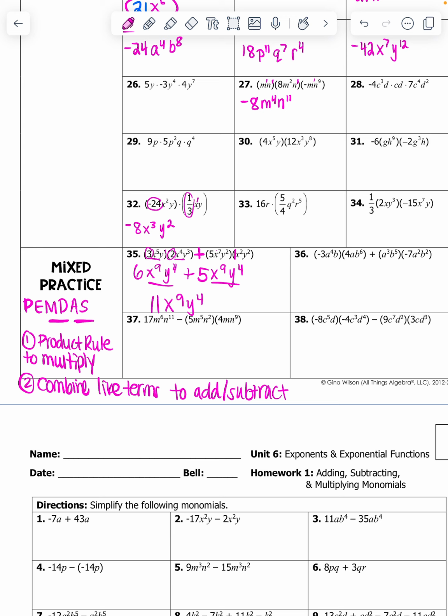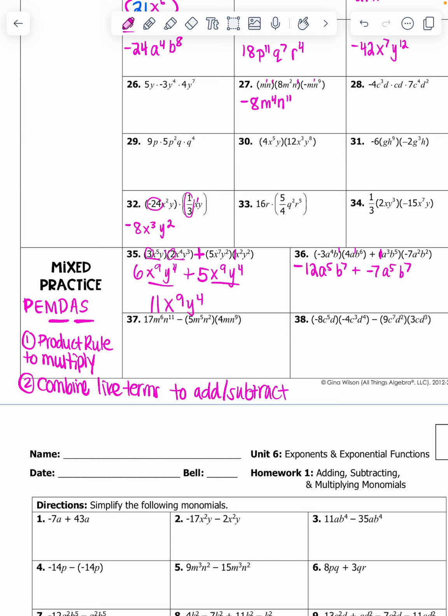So number 36, we would do -3 times 4 first, that's -12. A to the 4th times A to the 1st, that's A to the 5th. B to the 1st times B to the 6th is B to the 7th. And then plus, this is technically like 1 times -7, which is just going to be -7. A to the 5th, B to the 7th.